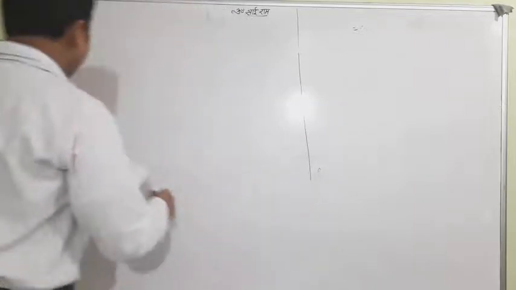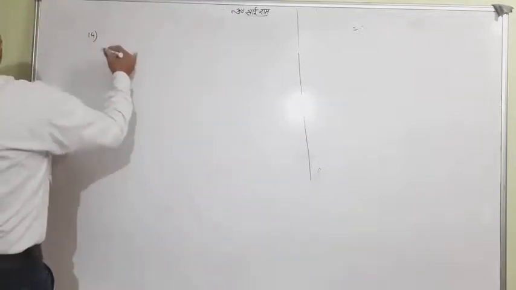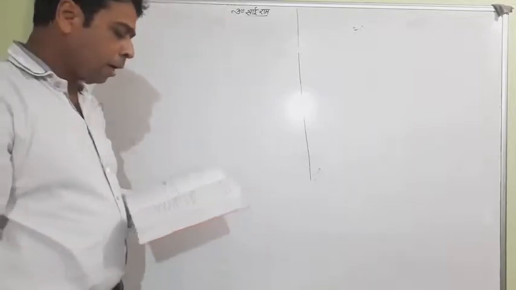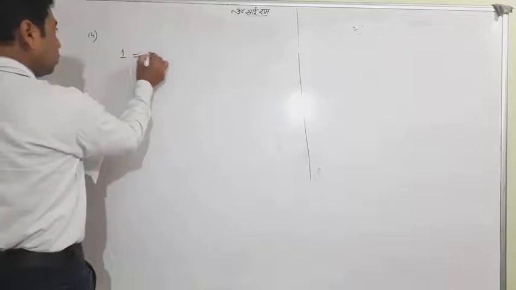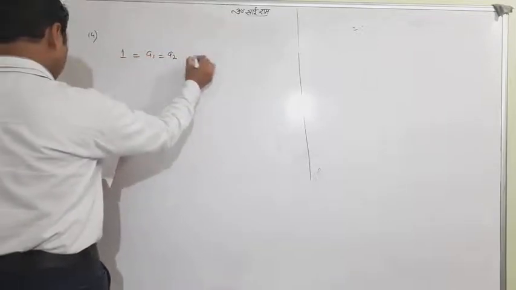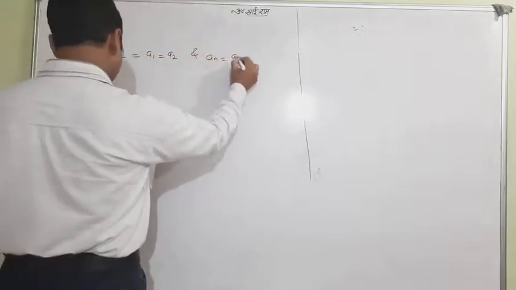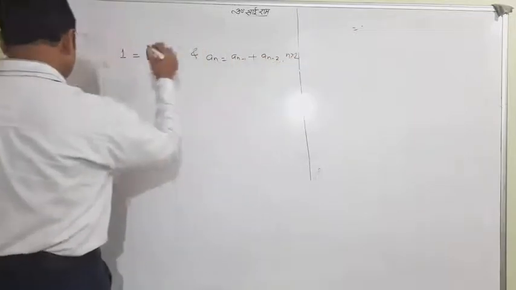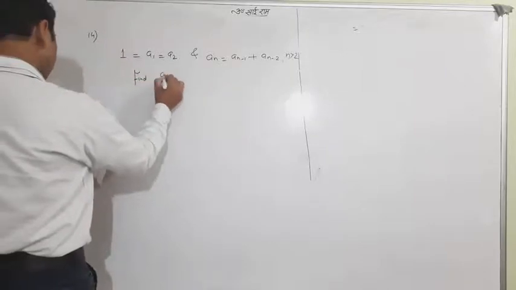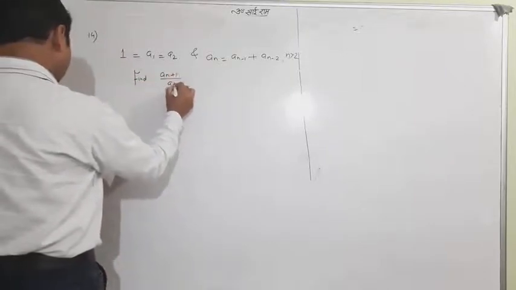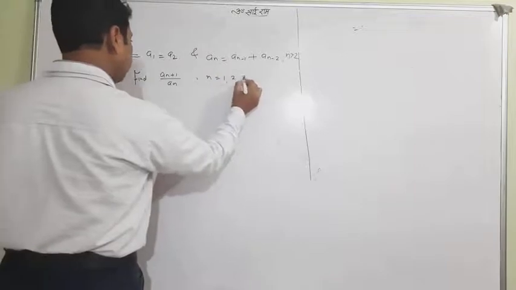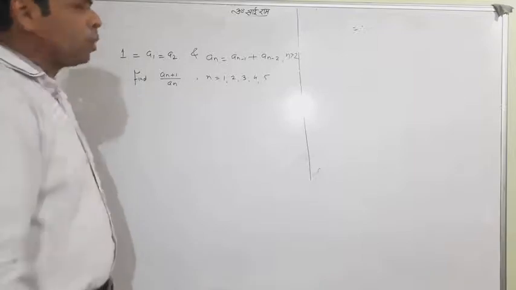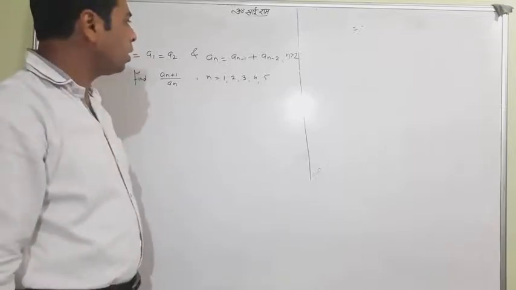The 14th question I wish to tell you. The Fibonacci sequence is given by 1 equal to a1 equal to a2 and an equal to an minus 1 plus an minus 2 for n greater than 2. Find the value of an plus 1 upon an for n equal to 1, 2, 3, 4, 5. So this is not special. I know that you can easily obtain all.